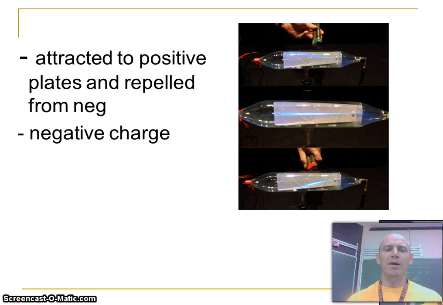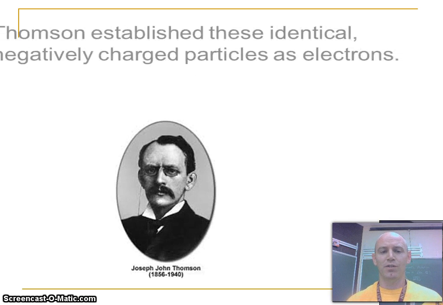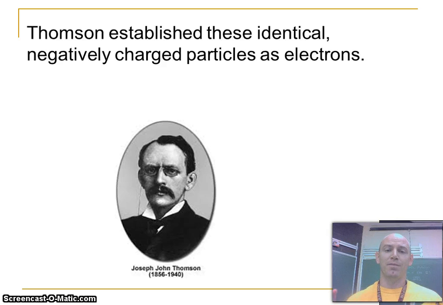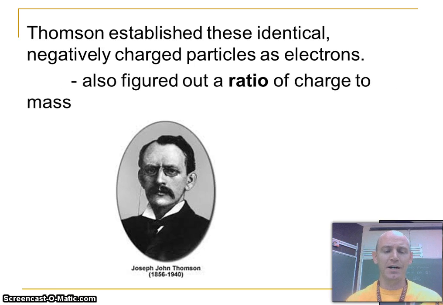Thomson developed a model that would incorporate these teeny tiny particles, and he called them electrons. Teeny tiny identical negatively charged particles. There you can see a nice picture of J.J. Thomson, very serious looking fella. He was also able to figure out the ratio of charge to mass, so he knew that they had a fairly large charge for very low mass.